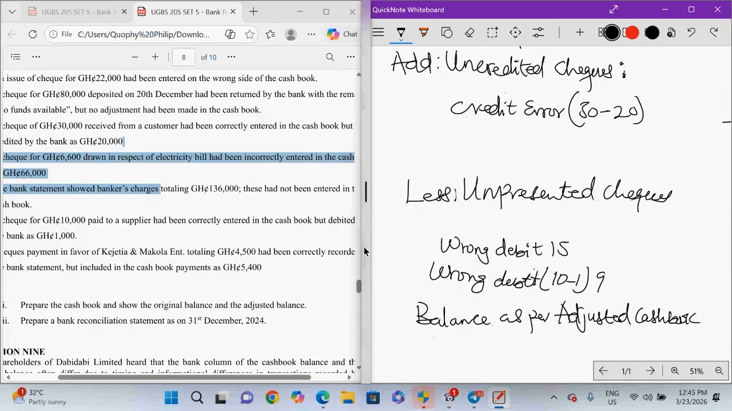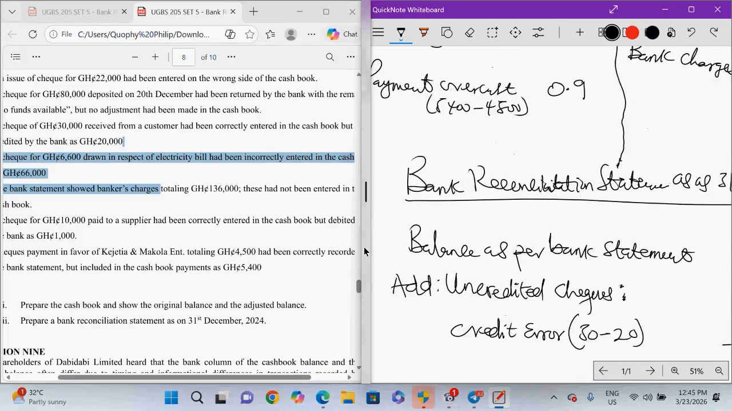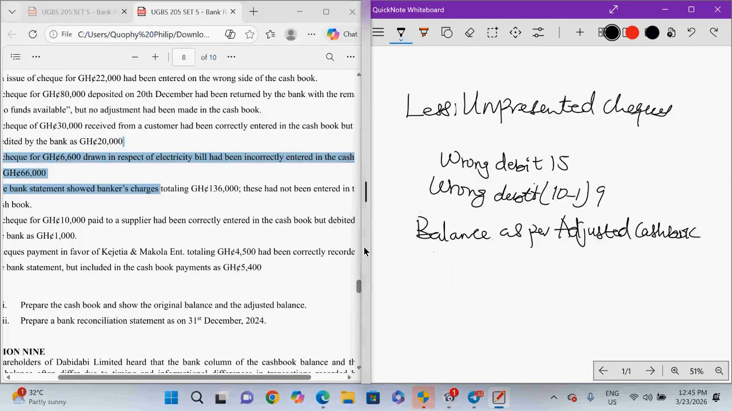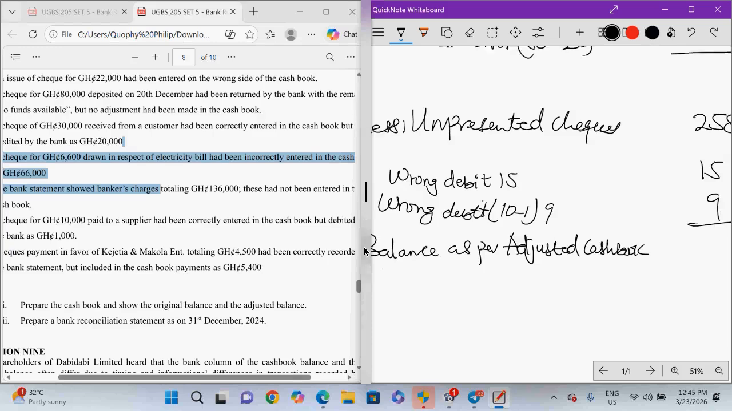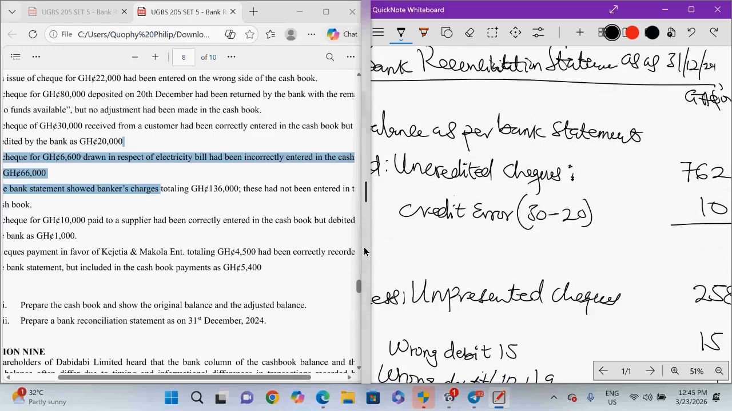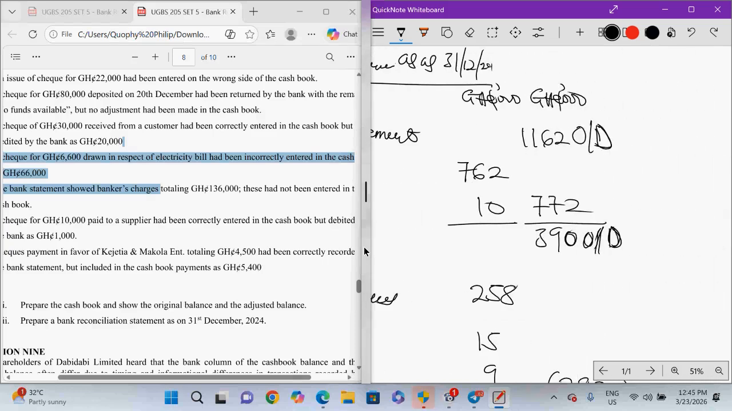Hope there is no question. So if there is no question, basically, we started with the balance as per the bank statement. Yes, we said overdraft, so we subtracted the 772 from the... sorry, we added the 772 to the negative overdraft.